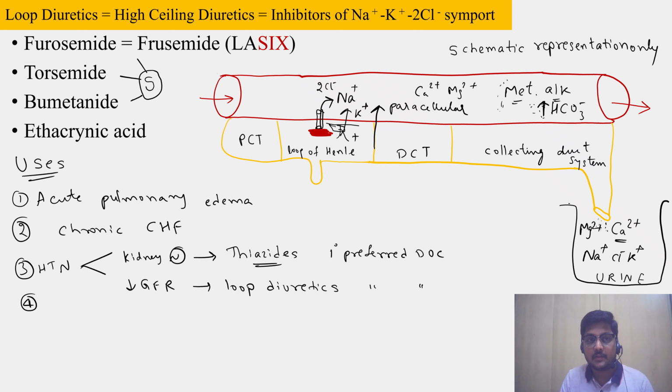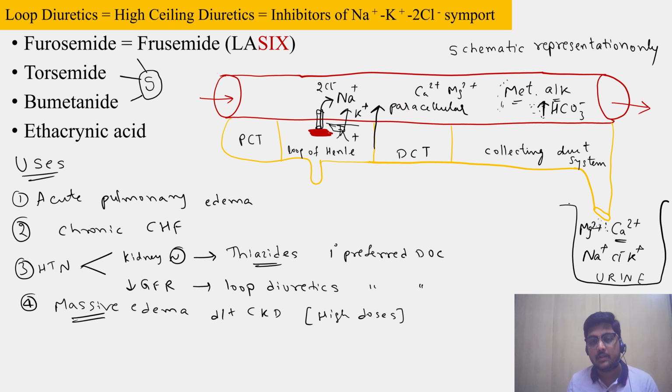And the next use is massive edema. When do we see massive edema in a patient? Yes, massive edema. Underline the words massive edema. We see this condition due to CKD. But here we should remember that loop diuretics are given in high doses. Usually Lasix, this furosemide, will be 40 mg, right? They will increase the dose up to 60 or 70 or 80 also, depending upon the edema, to relieve the edema.